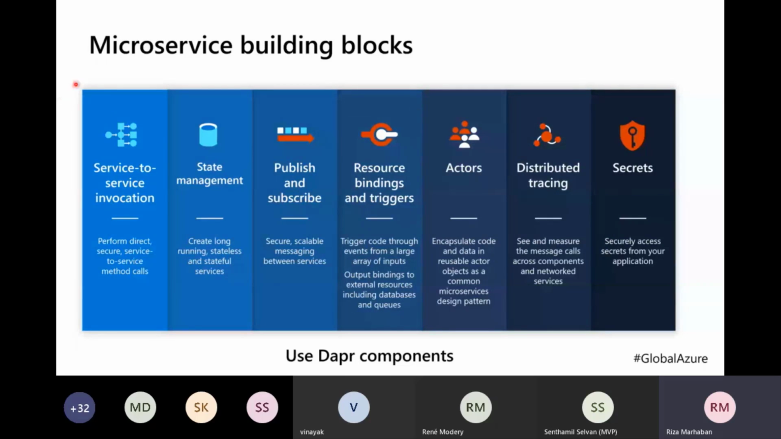So this is the last part, the microservice building blocks. They have functions, service to service invocation, state management, pub and sub, resource bindings, actors, distributed tracing like diagnostics, for example, and secrets. So these are the components of Dapr. In detail, you can see from the Dapr IO site.